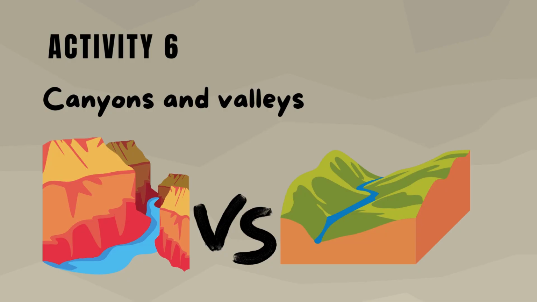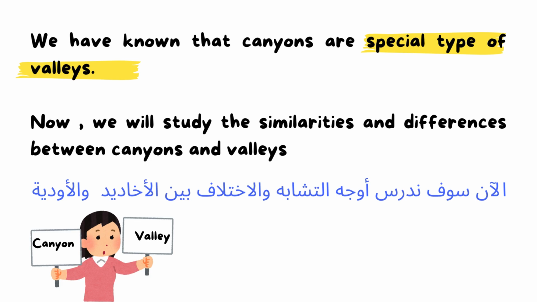Yes, we have activity 6, canyons and valleys. We have known that canyons are a special type of valleys, as we know the definition of canyon: it is a deep valley that is carved by flowing water, okay? So it is a special type of valley.